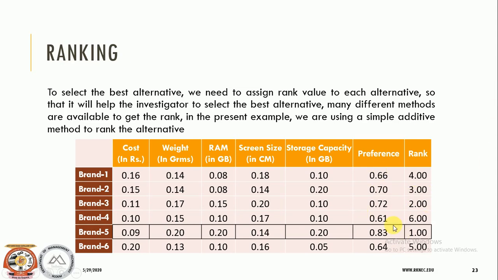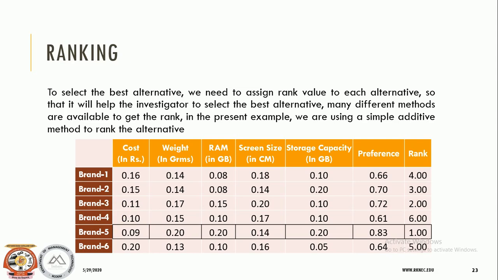Rank assignment is up to us, what kind of rank value we are going to apply. If you are aware of rank order correlation, then we know that there are two different ranking methods: highest value highest rank, or lowest value highest rank. It is up to us how we want to assign. But since we want to select the best alternative, we are giving the highest value the highest rank. So rank 1 will be applied to this alternative. It means that brand 5 should be your first priority of selection. Then the preference value is 0.72, so rank 2 should be applied to brand 3. Likewise, we will assign a rank to each and every alternative in our problem.